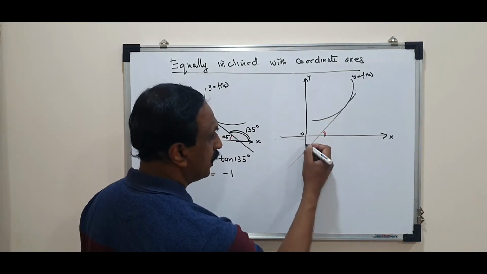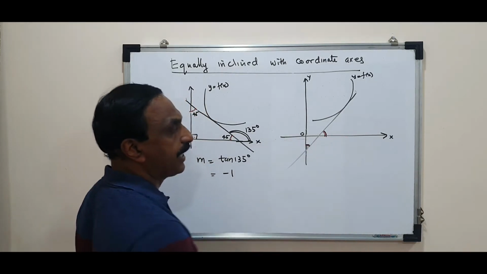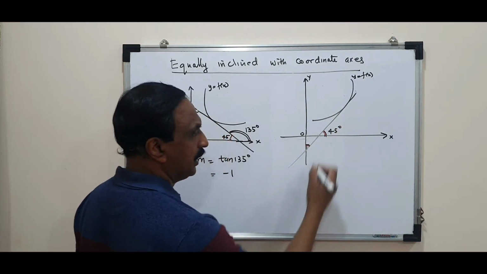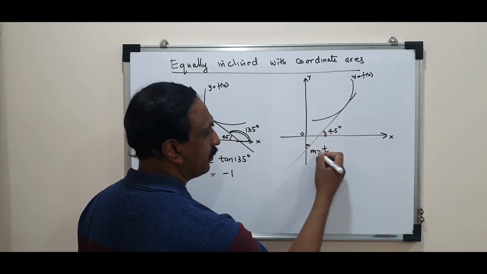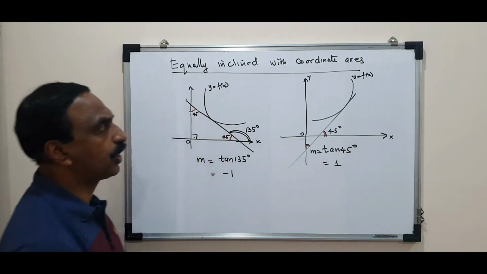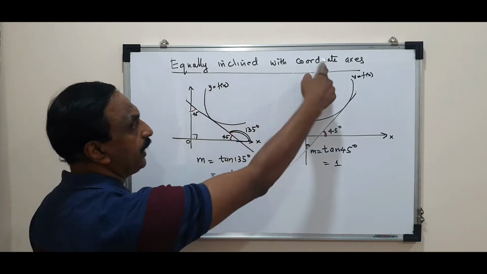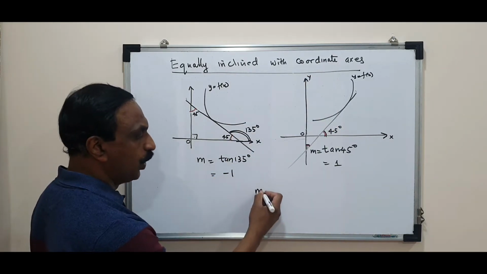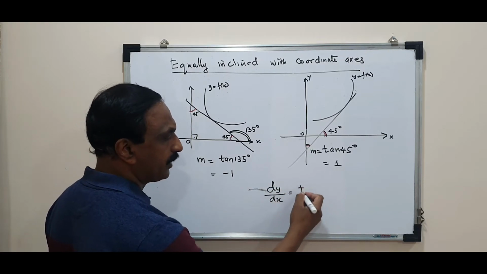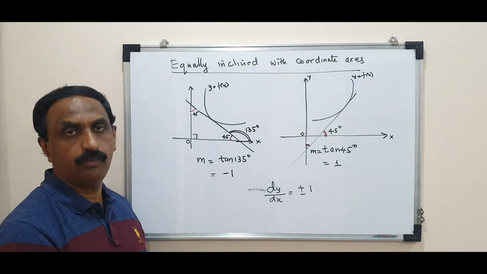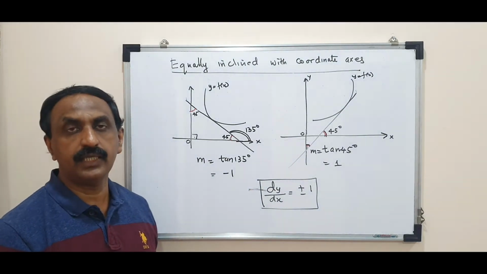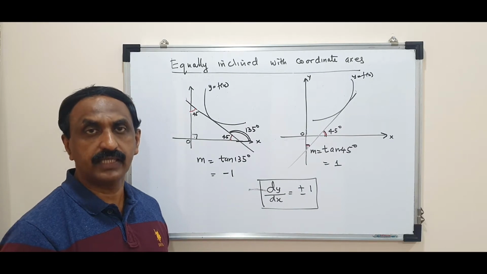What about this case? This is also equally inclined. Both make equal angles with the x-axis and y-axis. But here the angle would be 45 degrees. In that case, the slope would be tan 45, which is 1. So in short, if the tangent happens to be equally inclined with the coordinate axis, the slope of the tangent, or derivative of the curve at that point, would be either plus 1 or minus 1. So this is a condition we will apply whenever the tangents are equally inclined with both the x and y axis.